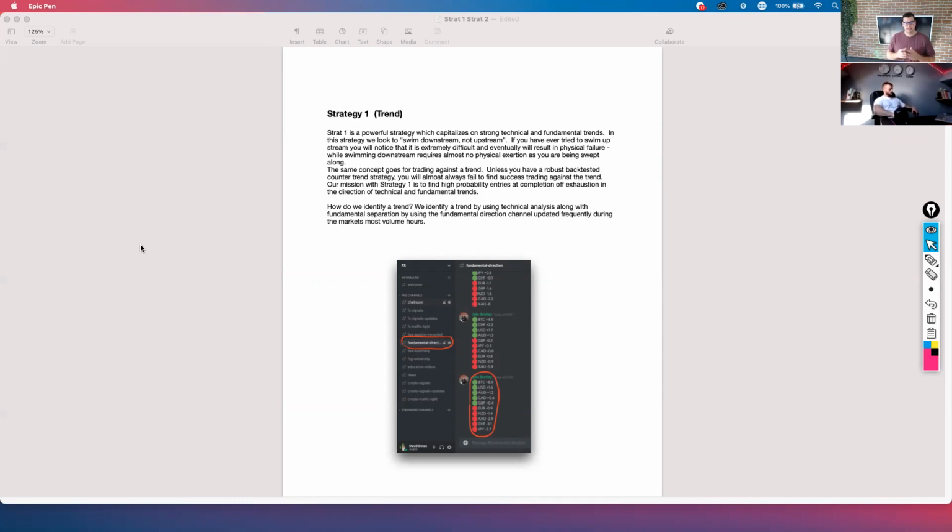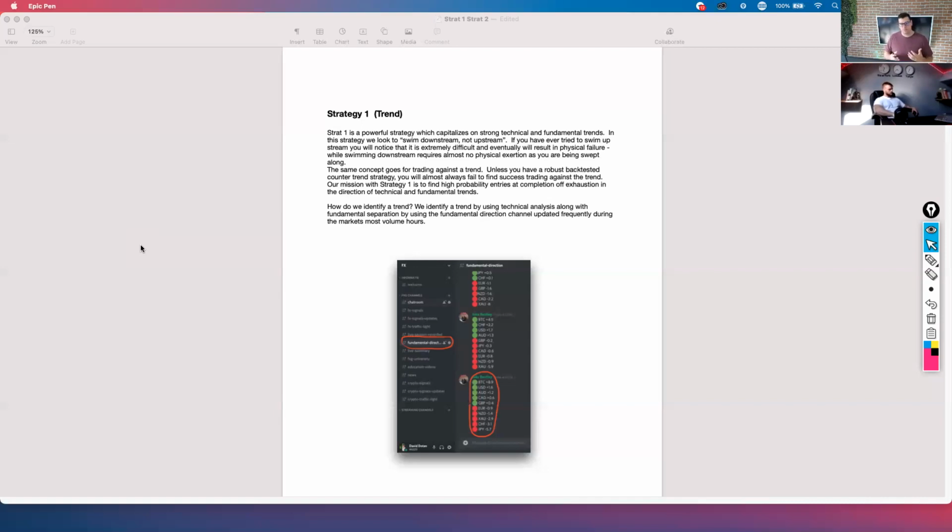Okay, so the same concept goes for trading against a trend. Unless you have a robust back-tested counter-trend strategy, like a mean reversion, for example, you will almost always fail to find success trading against a trend. Our mission with strategy 1 is to find high probability entries at completion of exhaustion in the direction of technical and fundamentals.